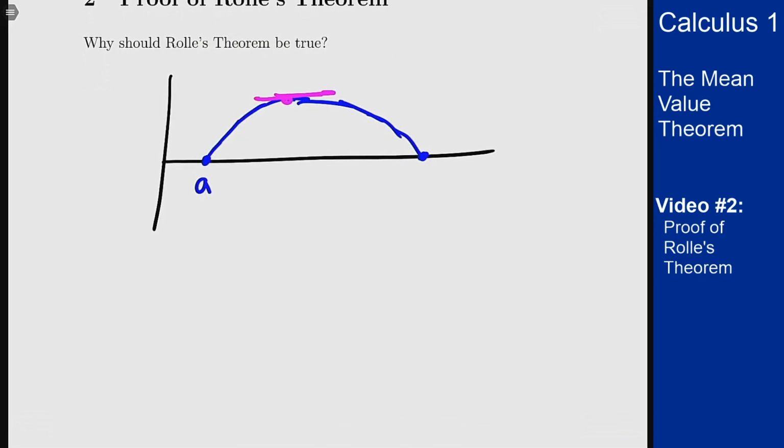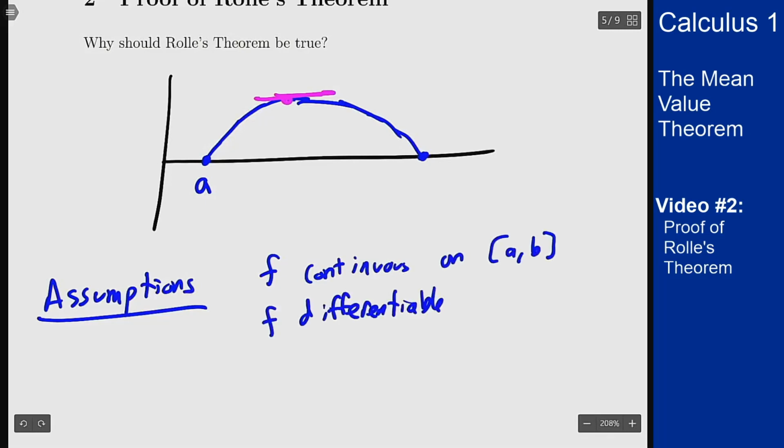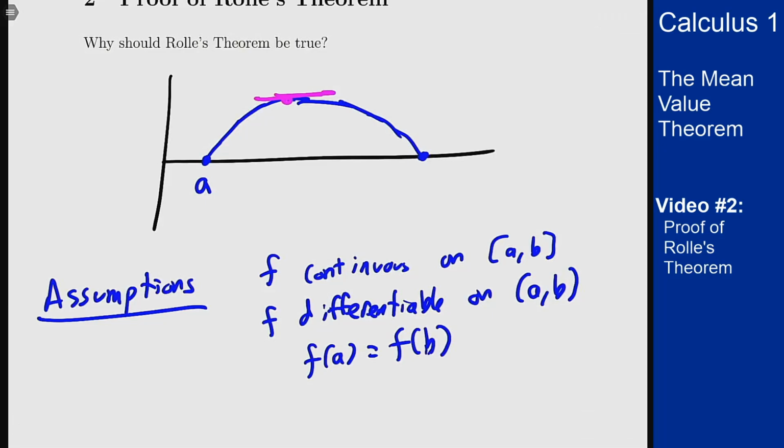First, let's recall our assumptions. We are assuming f is continuous on [a, b], it's differentiable on the open interval (a, b), and that f(a) equals f(b). All these will come into play over the course of the proof.